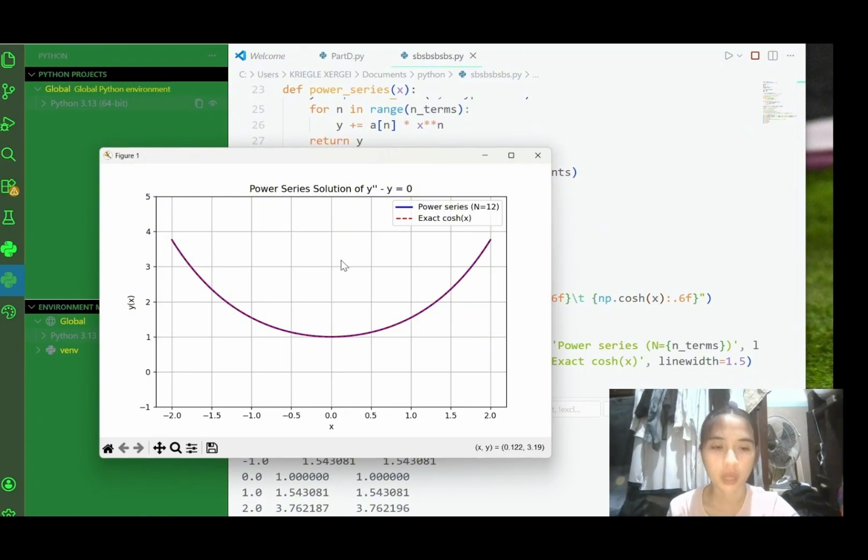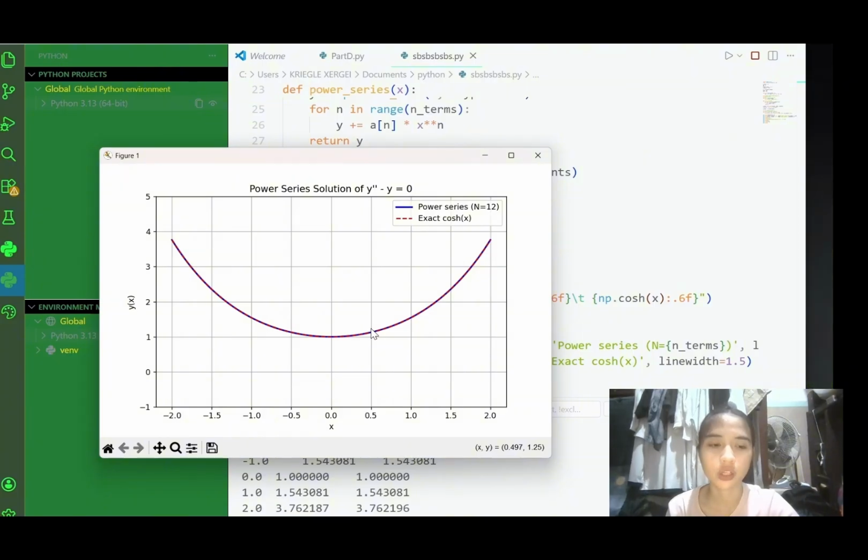Finally, we plot both results on a graph. The blue line represents the power series approximation, and the red dashed line represents the exact cosh function. When we observe the graph, the two curves almost overlap. This shows that our power series solution is accurate within the given interval.